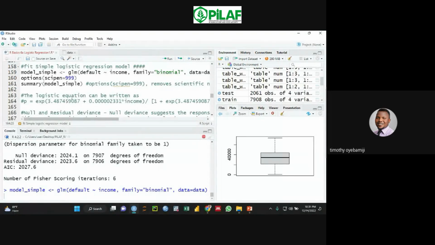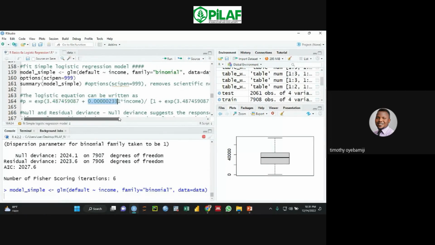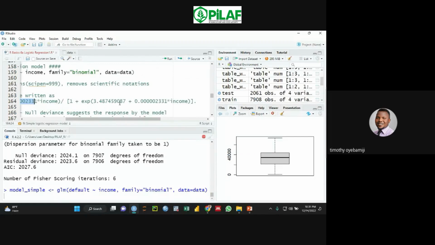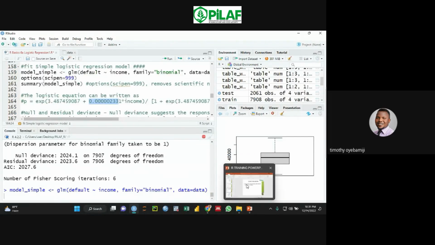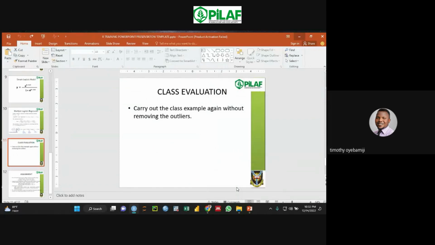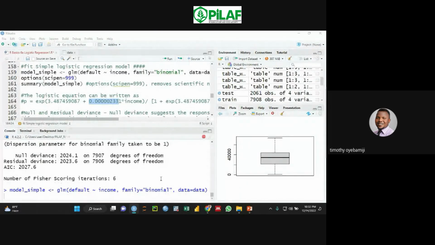So the logistic equation can be written as, the model is still coming up, I'm just using this to explain. This is the constant, and this is the coefficient for income. Then 1 plus the exponential of the constant plus the coefficient times income. That's the model for simple logistic regression that I showed earlier in the PowerPoint. I'm trying to show it again.